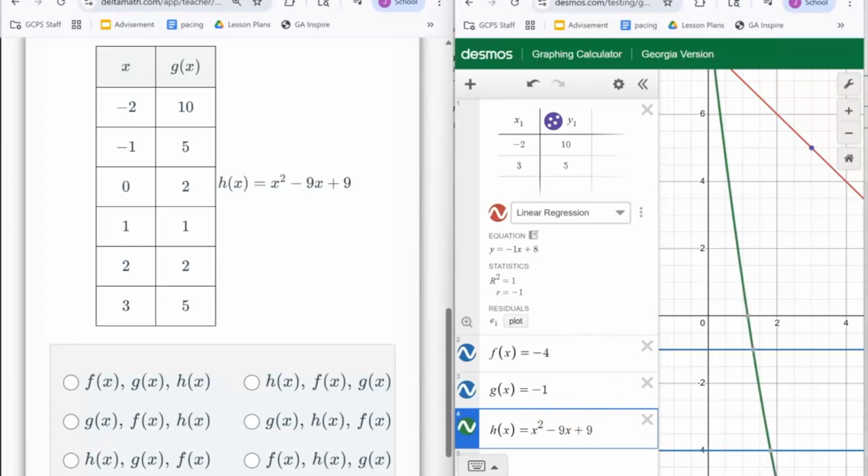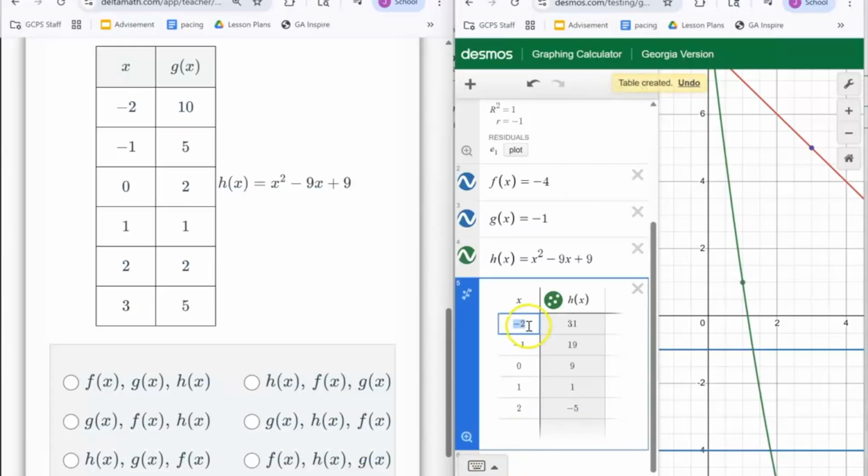All right, and I need my 2 distinct points. So I need to see the points. How do I see the points? By making it a table. And the only points I care about are -2 and 3. So I'm just going to type -2 and 3.